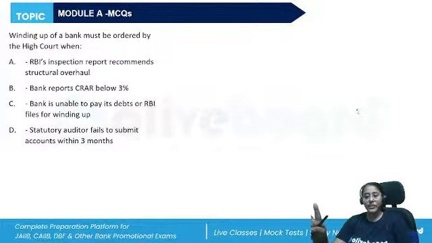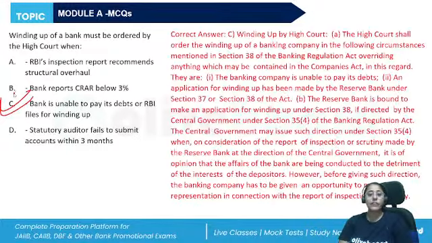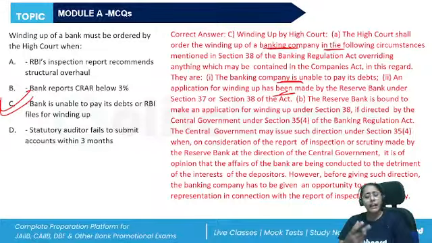So, two situations are there: when the bank is unable to pay its debts or RBI files for the winding up. In these two situations, the High Court shall order the winding up of the banking company. All right? The central government, if they are of the opinion that the affairs of the banks are being conducted to the detriment of the interest of the depositors, again the banking company will be given an opportunity to be heard to make a representation to show their cause.